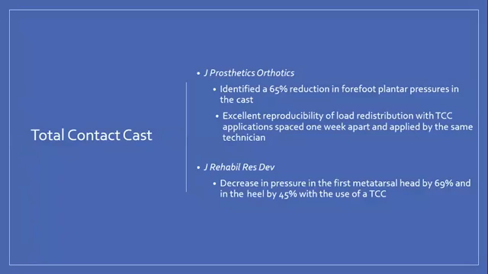The total contact cast was reported by the Journal of Prosthetics and Orthotics to have a 65% reduction in forefoot plantar pressures in the cast, with excellent reproducibility of load redistribution, with total contact cast applications that were spaced 1 week apart and applied by the same technician. Journal of Rehab said that decrease in pressure in the first metatarsal head by 69% and in the heel by 45% was obtained with the use of a total contact cast.